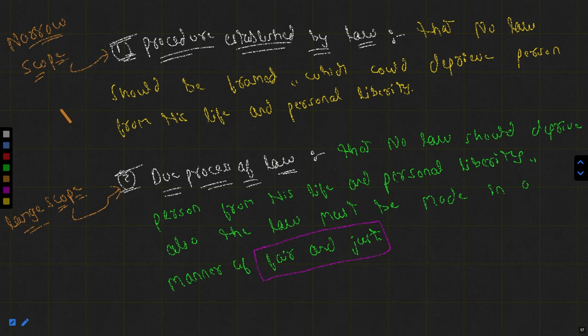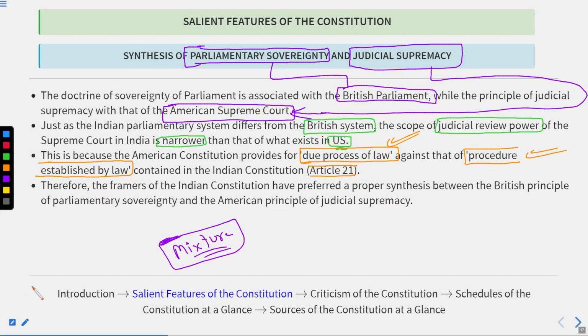That is the narrow scope. Why? Because here only the law's effect on personal liberty and life could be checked. But here, the procedure in which the law was made means that the fair and just process can also be checked. So in India, we practice procedure established by law, not due process of law, which is practiced in the USA. That's why it is said that the scope of judicial review in India, or you can say judicial supremacy in India, is narrower than in the American Constitution.